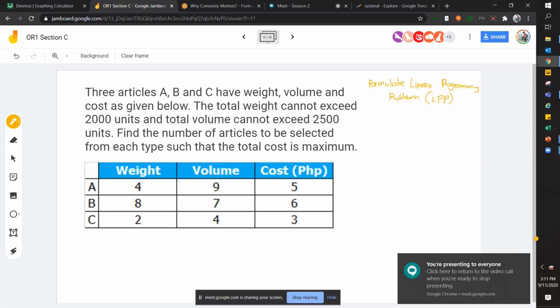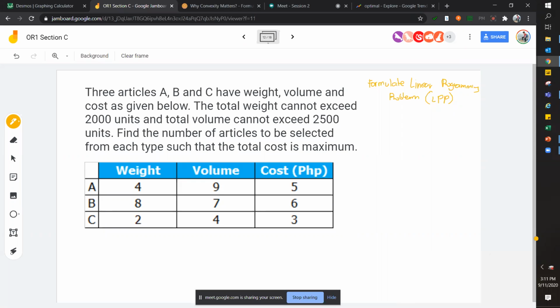Okay. So, start tayo. Decision variables. Okay lang bang ABC na lang? Pero ano bang i-control natin? Number of articles, ano? So, okay lang ilagay ko ay number of article A.